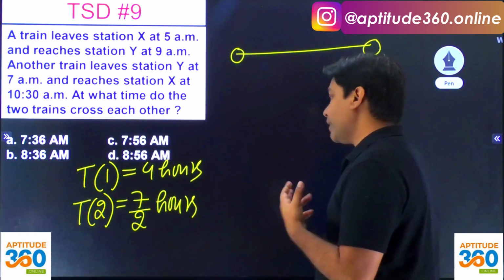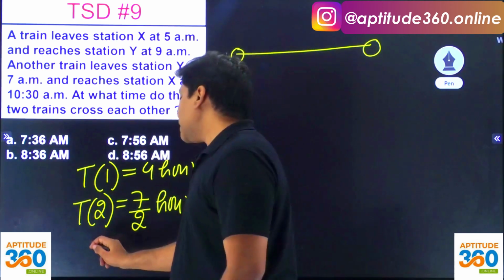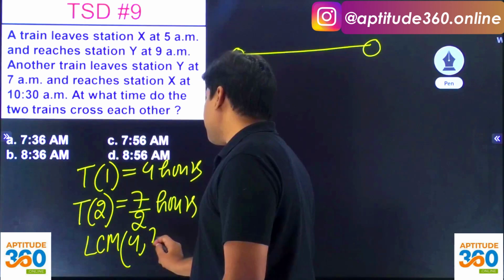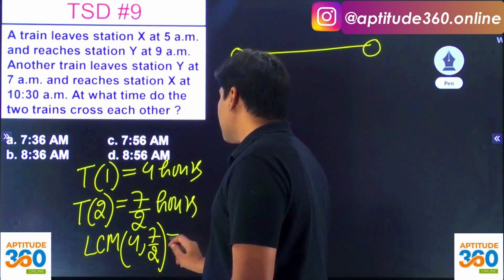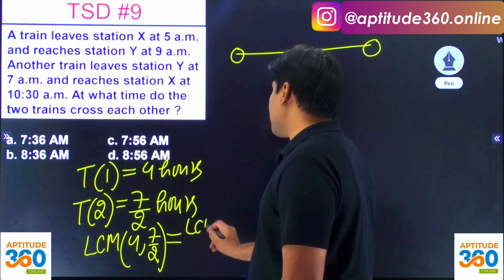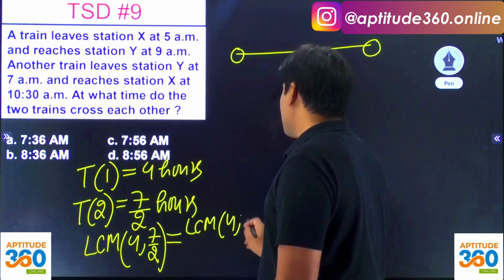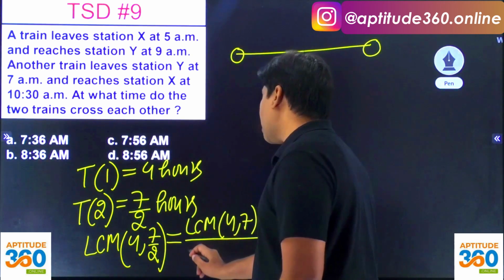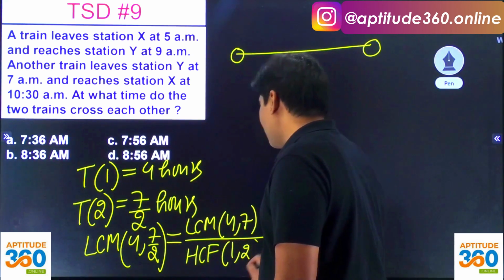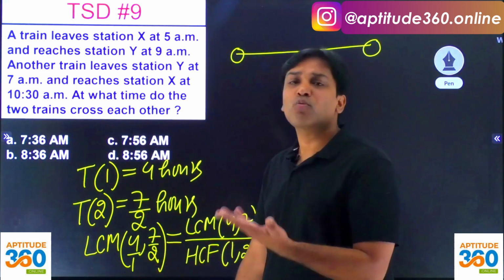So I'm gonna take LCM of 4 and 7/2. You know how to find it out. In order to find it out, you need to take LCM of numerator, whereas you will have to take HCF of denominator. Or agar aisa ho gaya, so this is 1 by 1 and 2. If 4 ke niche kuch nahi, so this is 1, right?